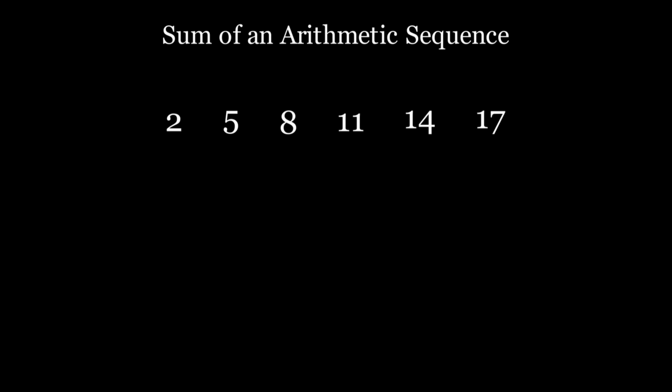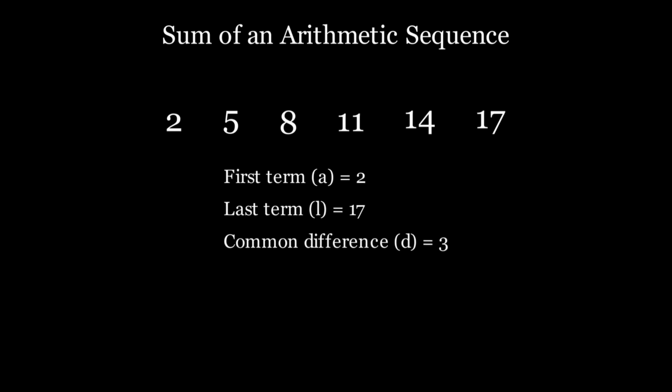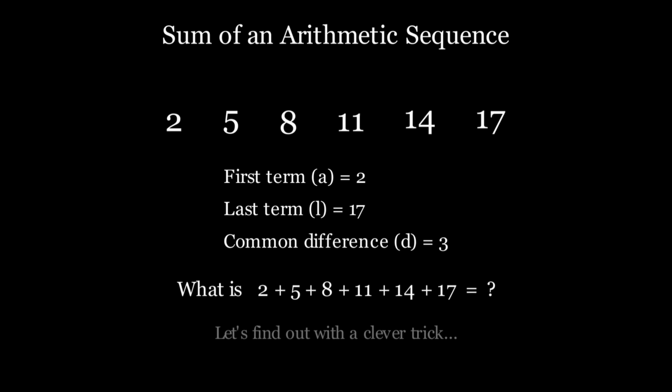Consider this arithmetic sequence with first term 2, last term 17 and common difference 3. We need to find the sum of these numbers. How can we find it easily? We have a clever trick for that. And the trick is known as the pairing trick.